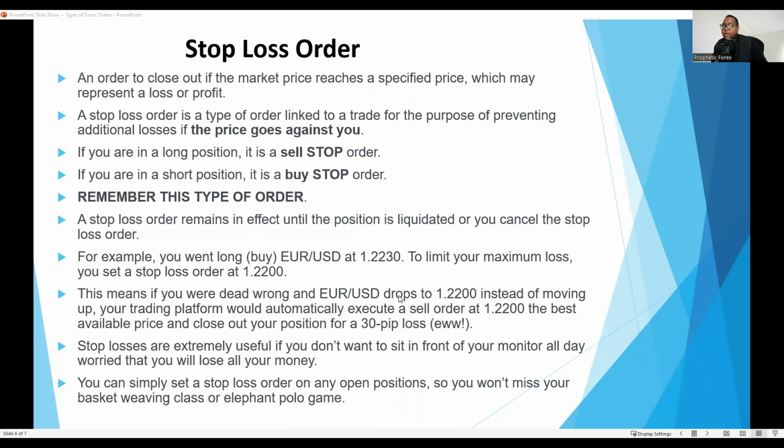Okay, for example, if you went long or buy, right? So that's what it means. Those of you who jumped other episodes, and you went on Euro USD at 1.2230, to limit your maximum loss, you will set a stop loss at 1.220. So you're basically putting a stop loss of about 30 pips there to say you're going to allow yourself to lose 30 pips only.